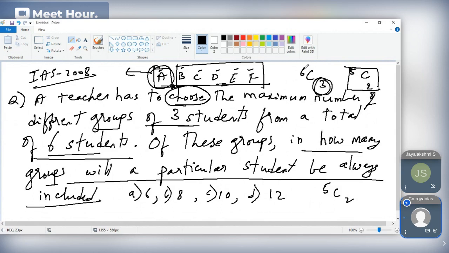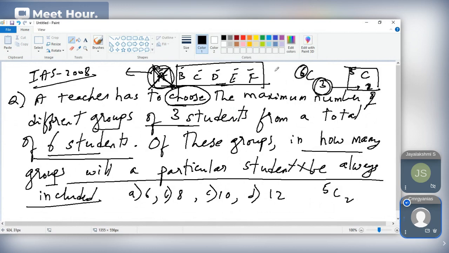Okay, sir. If that condition was not there, the answer would be 6C3. But now this condition is there. A is always there. A I am always selecting. So now out of these three people, one person I've already selected. So I require only another two people.